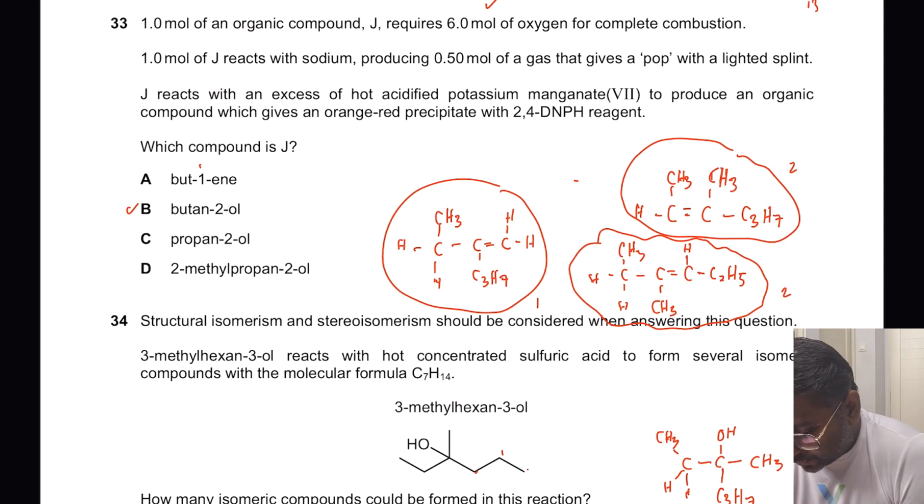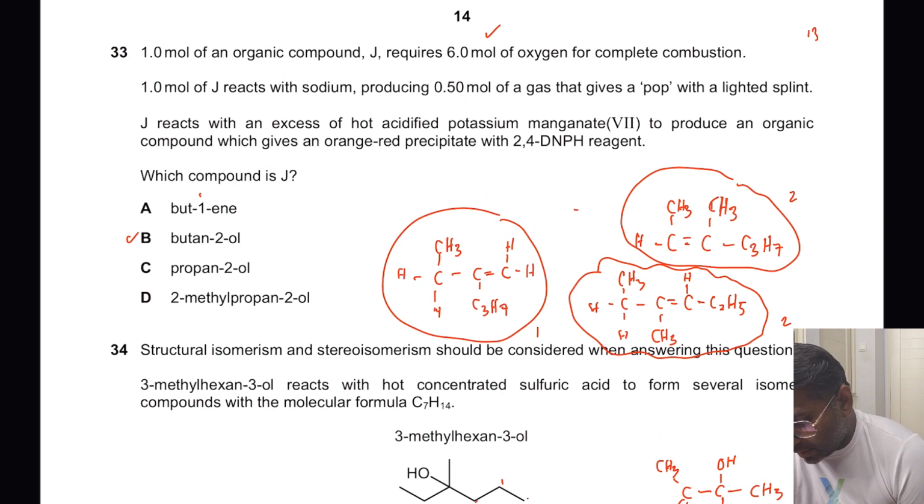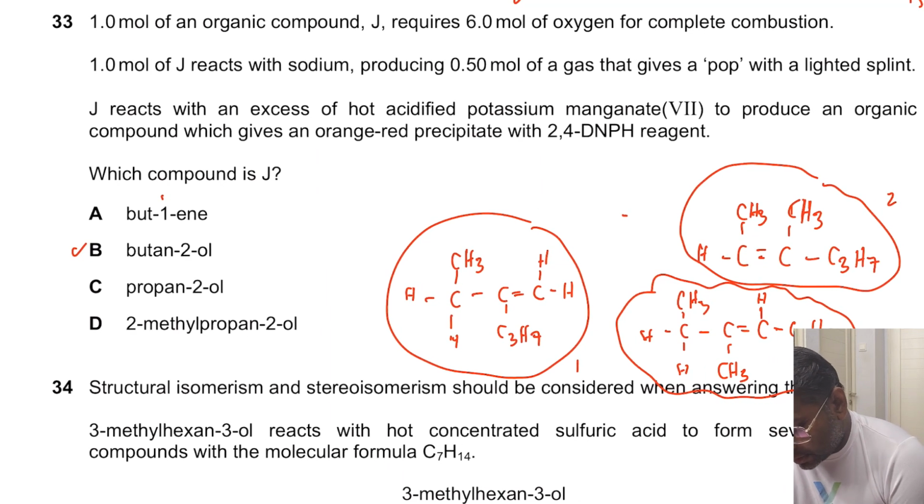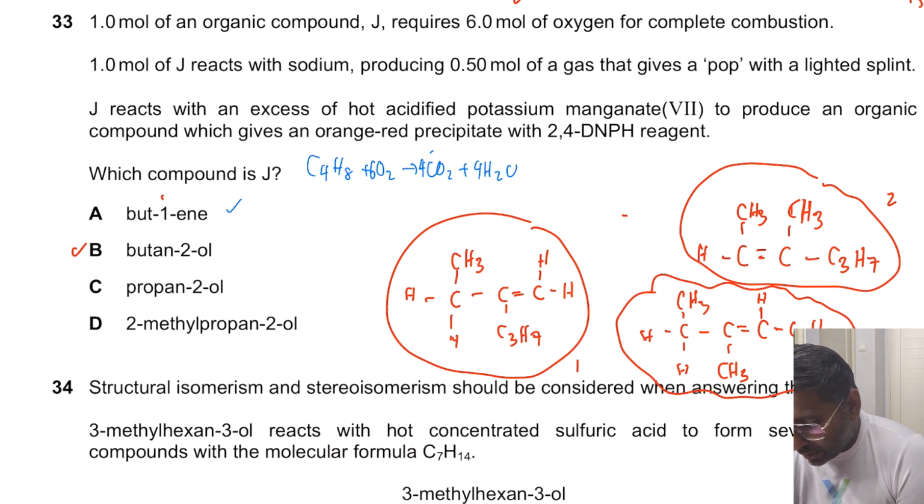So 1 mole of organic compound requires 6 moles of oxygen for complete combustion. If you look at it, for example, butene, C4H8. When it reacts with oxygen, it will give you carbon dioxide and water. So it must give you 4 carbon dioxide. Hydrogen is 8, so water must be 4. If you count here, total 8, 12, so 6. So it means 6 moles is possible, if you have 4 carbon.